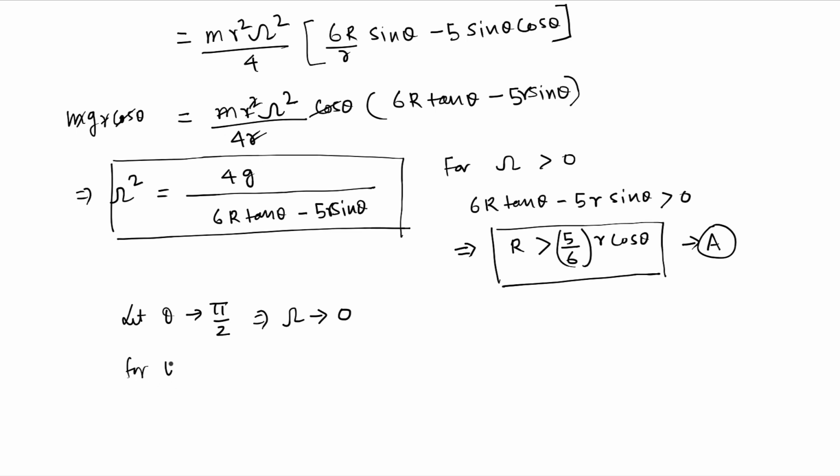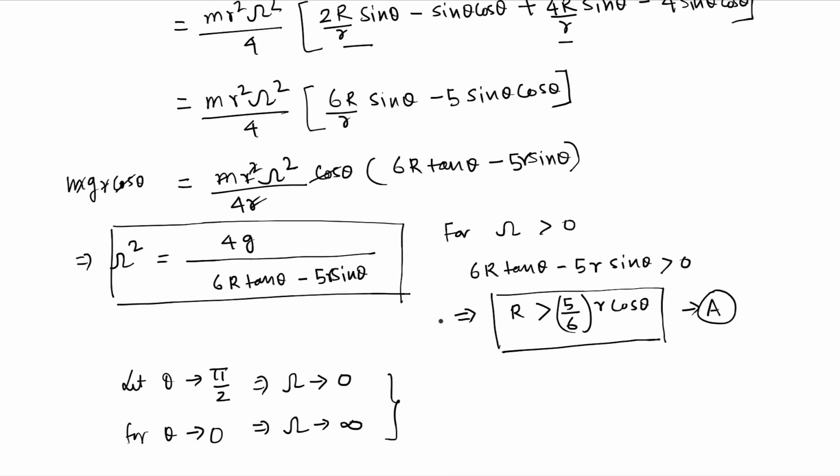And for theta when it tends to 0, the coin is now getting flatter and flatter. And then we see that omega tends to infinity. And this is also clear because if the coin is flatter, then we need a very high angular velocity in the positive y direction in order to maintain that motion. So this seems fine.